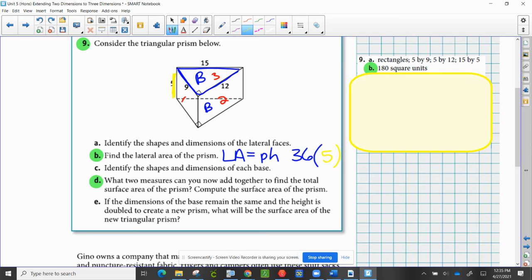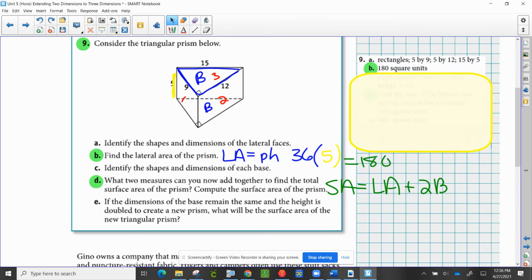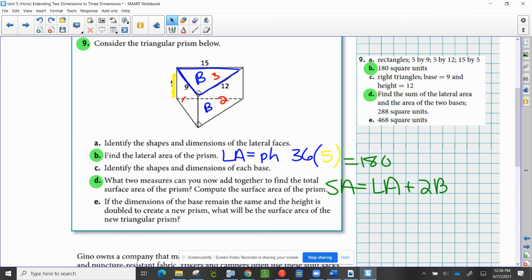Okay. So now that we have the lateral area, we can find the total surface area by taking the lateral area and adding the area of our two bases. So find the area of your two bases, add it to the 180 we got above for the lateral area, and see what you get for the total surface area of this triangular prism, sorry. Okay, so the answer for this one was 288.